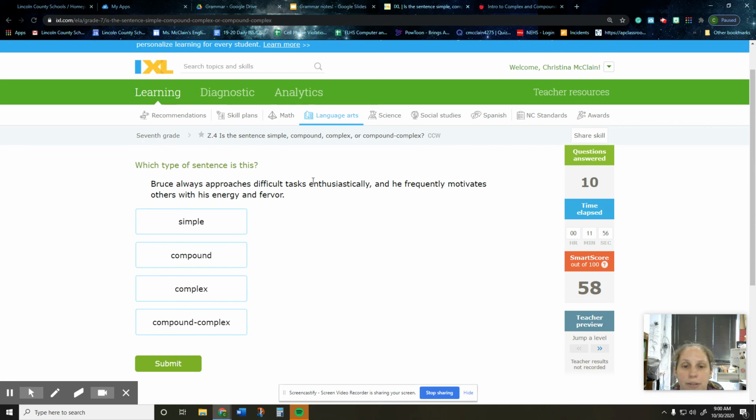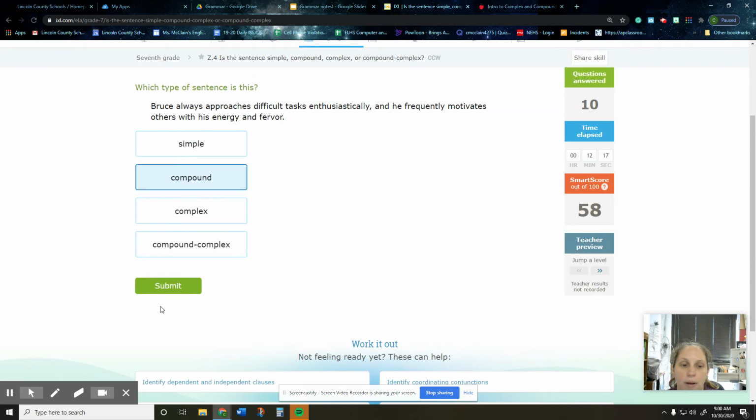Bruce always approaches difficult tasks enthusiastically, and he frequently motivates others with his energy and fervor. So we have comma and, so it's probably compound, but again, we need to make sure. Bruce always approaches difficult tasks enthusiastically, complete sentence. He frequently motivates others with his energy and fervor, okay? And we have, again, a complete sentence. This is just compound.